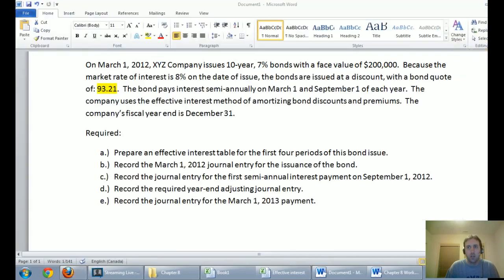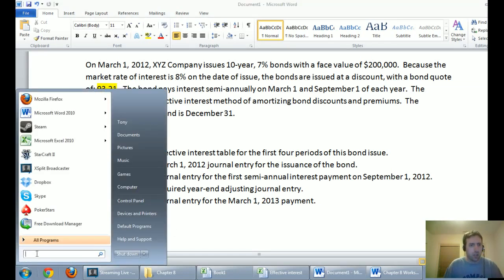I'll close that up. So in this case, we've asked for 200 grand. We're only going to get 93% of the money. So actually, let's figure out how much that is. So let me just call up my calculator here.